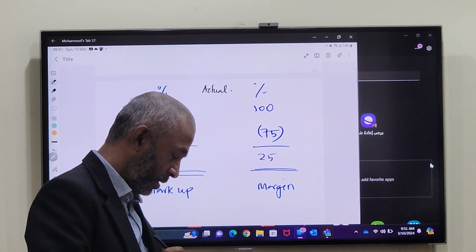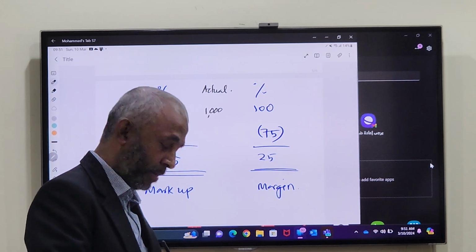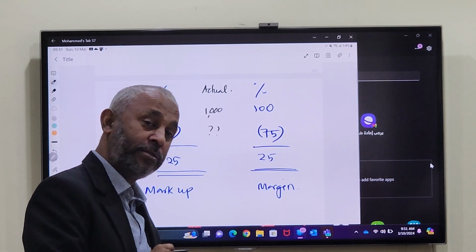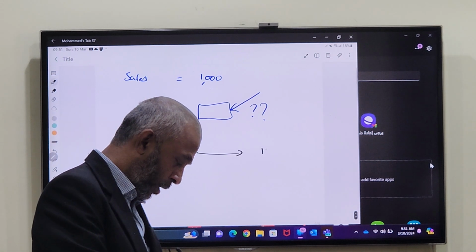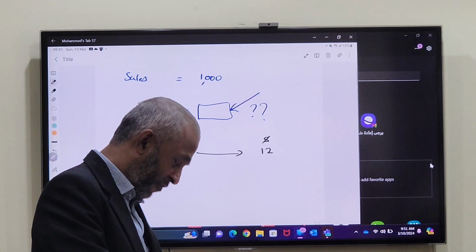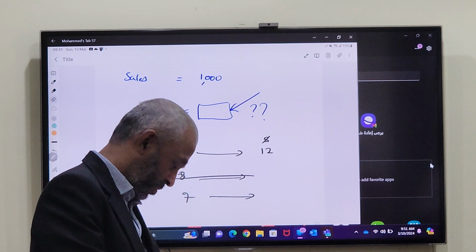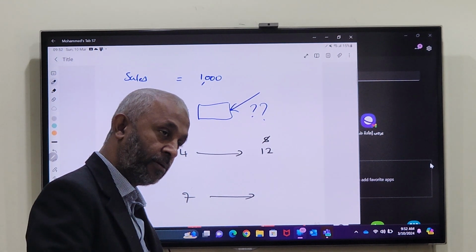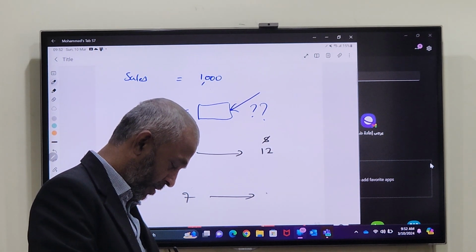Actual sales value, 1,000. I need this cost. Very simple. Go back to your school days. They teach you 4 mangoes, $12. 5 mangoes or 8 mangoes, how much? Oh, no, 7 mangoes, how much? How to calculate? 21? How do you calculate it?